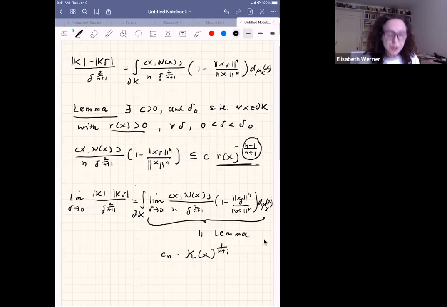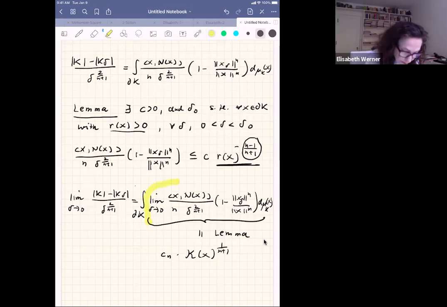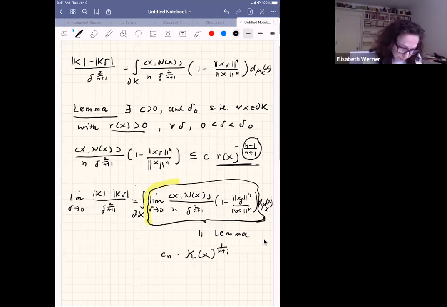So if you wish, we could also use this expression here. It's also an integral. Here I just meant that term here. So if you wish, we could use this limit here, that is this thing here, as a definition of the generalized Gauss curvature as well, if we wanted.